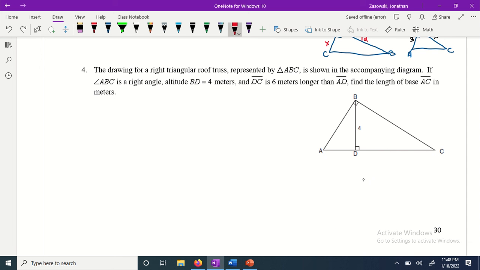All right, in the accompanying diagram, angle ABC is a right angle, so there's our right angle here. And once again, the altitude is drawn on the hypotenuse, so you know the other right angles are at D. BD is 4 meters. It says DC is 6 meters longer than AD. So which one of these do I need to know first? I need to know AD. That's going to be X. DC is 6 meters longer. That's going to be X plus 6. Now we're going to go ahead and create our proportions and solve.